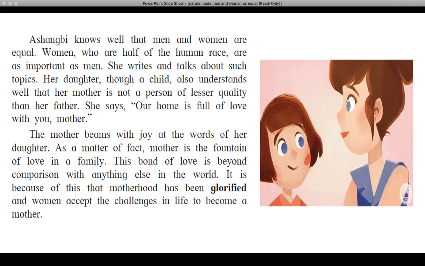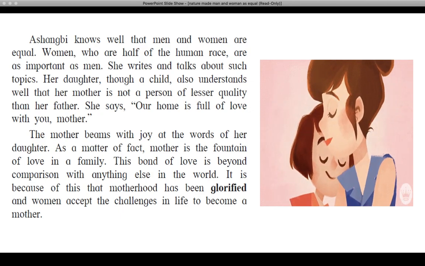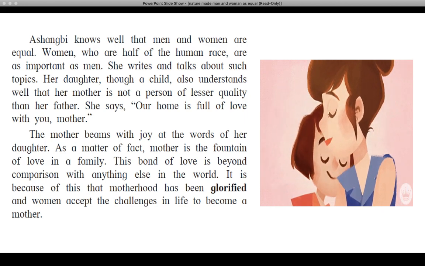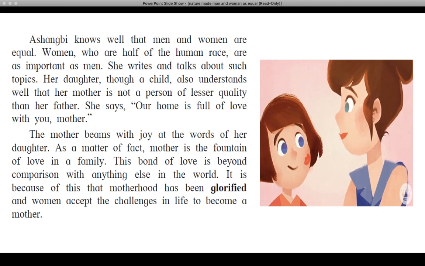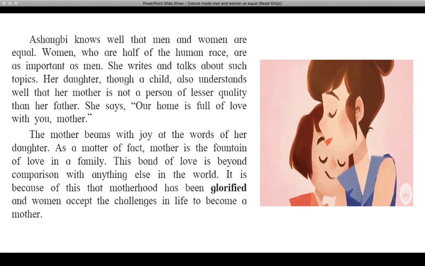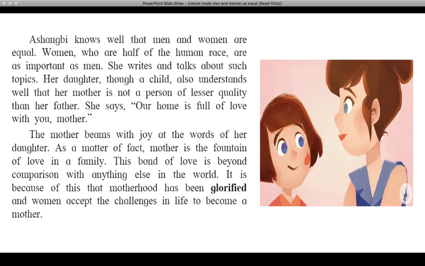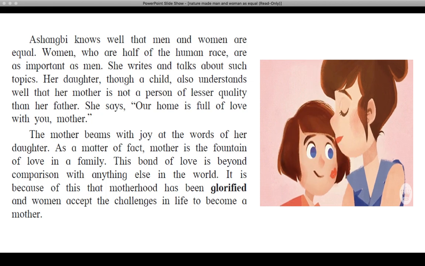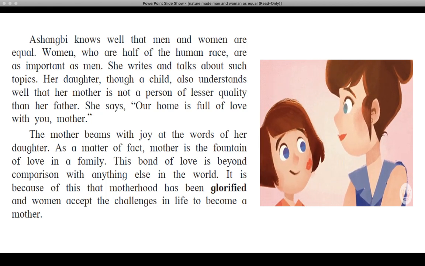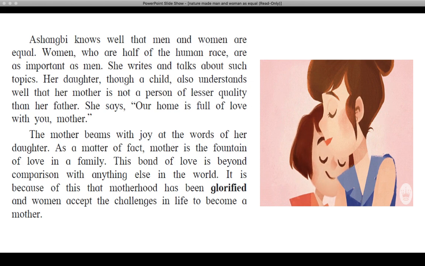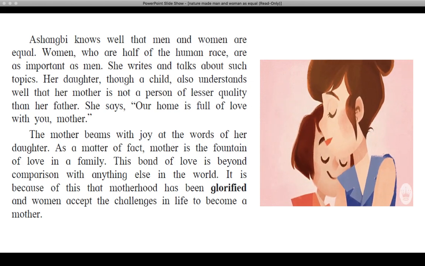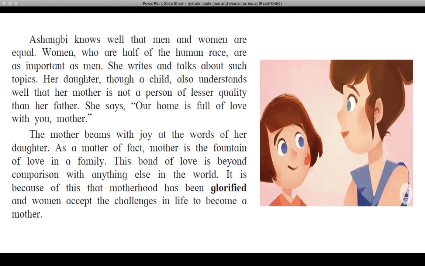As a matter of fact, mother is the fountain of love in a family. This bond of love is beyond comparison with anything else in the world. It is because of this that motherhood has been glorified and women accept the challenges in life to become a mother.